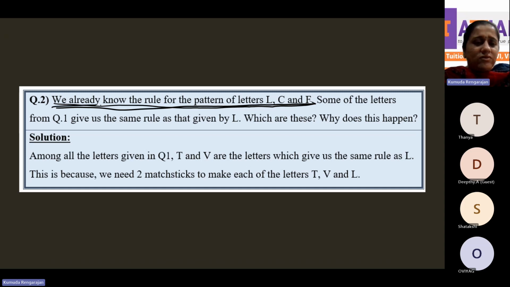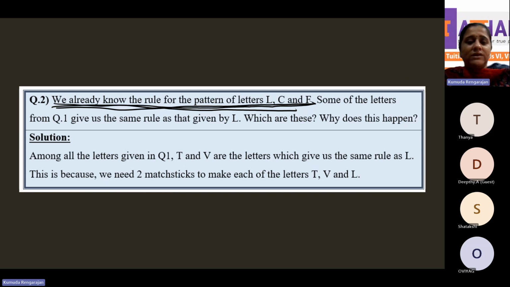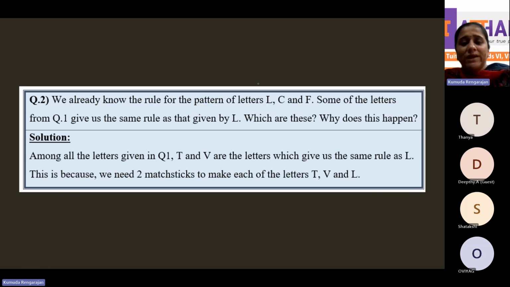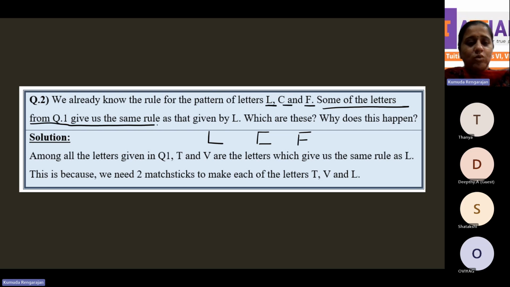Okay, so this is how the question is. After having done this exercise, you now know how many sticks you need to make the pattern of the letters L, C, and F. To make L, 1 stick, 1 more stick, so 2 sticks. To make C, 1, 2, 3 sticks. To make F, 1, 2, 3 sticks. Some of the letters from question number 1 give us the same rule as that given by L. Which are these? Why does this happen?